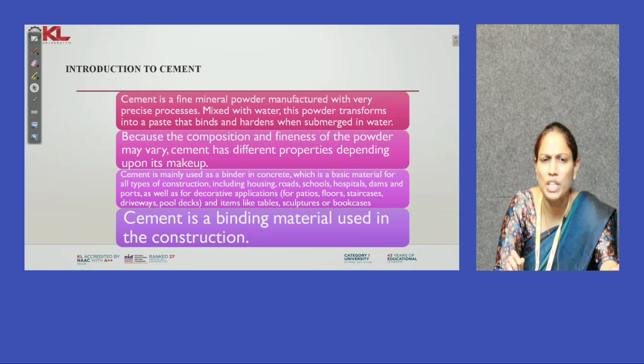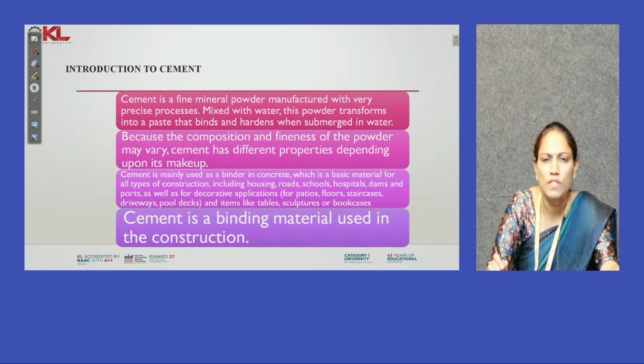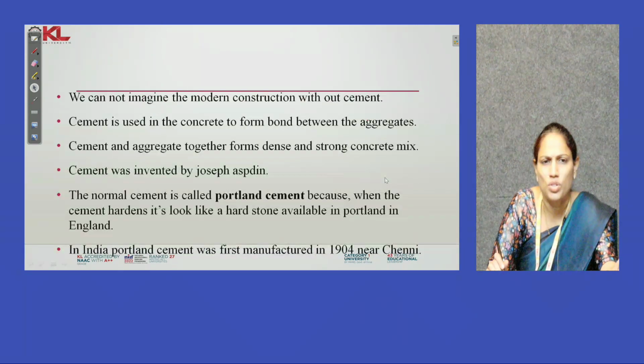Cement is mainly used as a binder in concrete, which is a basic material for all types of construction, including housing, roads, schools, hospitals, dams, ports, as well as decorative applications for flooring, driveways, pools, decks. So whatever we are going to construct is based on the main ingredient, cement. Cement is a binding material used in construction. We cannot imagine modern construction without cement.